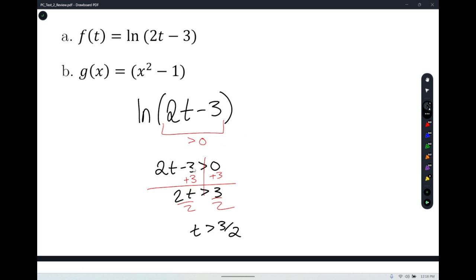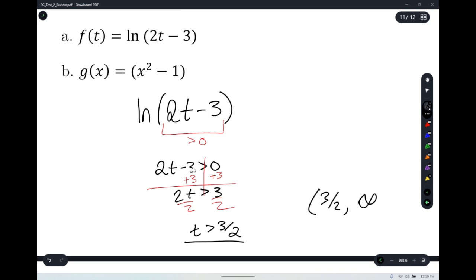You know how to write domains? How do you say that something's bigger than 3 halves? And then end with infinity?